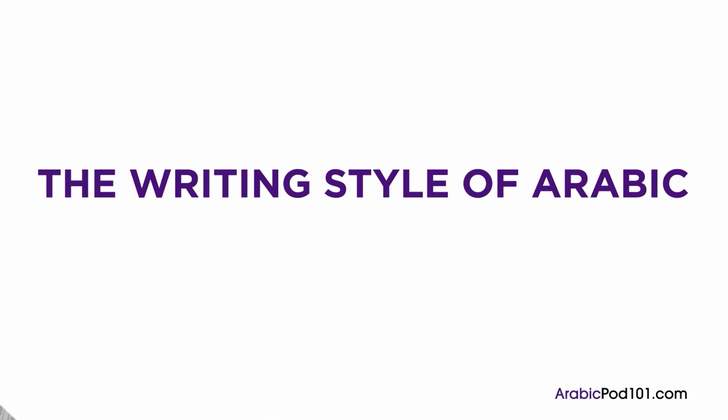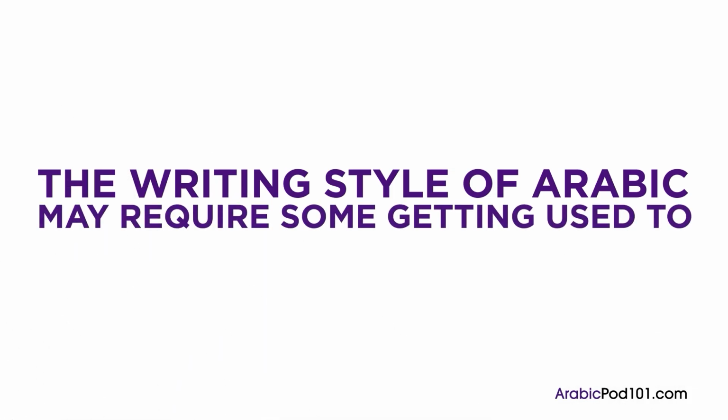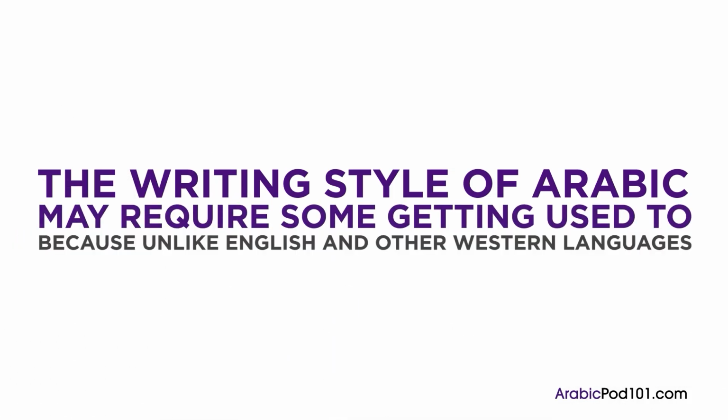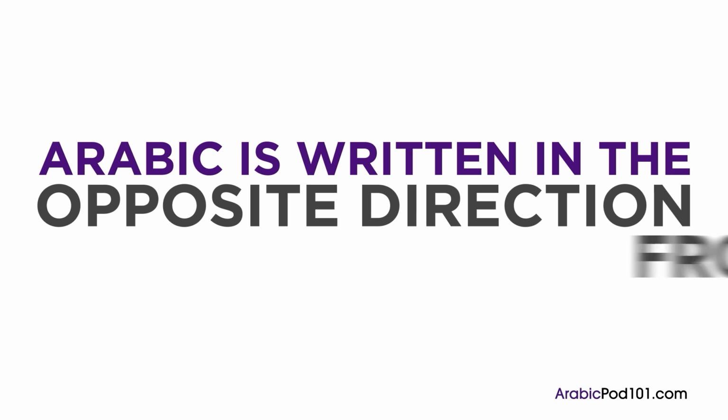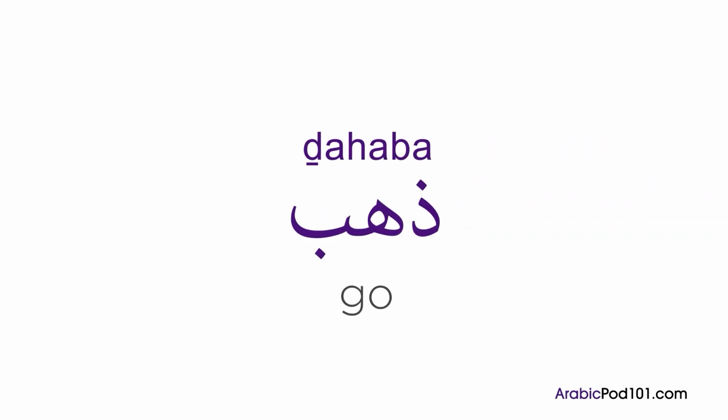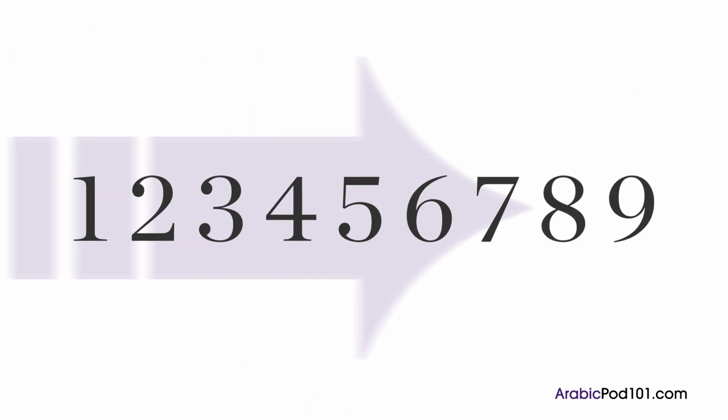The writing style of Arabic may require some getting used to, because unlike English and other Western languages, Arabic is written in the opposite direction, from right to left. So, using the previous example, ذهب. The dhal goes first, followed by ha and then ba. While words are written from right to left, numerals are written from left to right instead, so please keep that in mind.